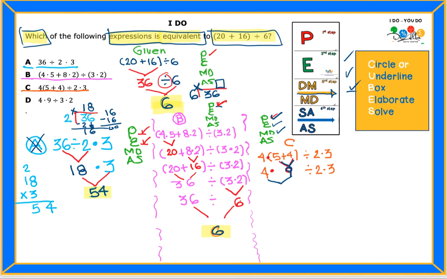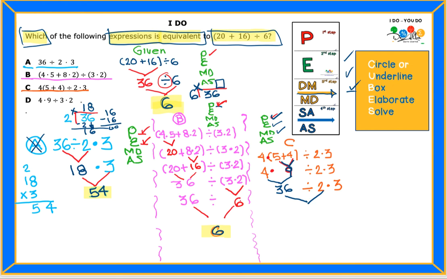What is 4 times 9? 36, great. And everything else, we just bring it down. Bring down the division symbol, bring down the 2, and the multiplication dot, and the 3. Our next step, from left to right, let's look for division or multiplication. And from left to right, we saw the division first. So the division symbol is in between these 2 numbers. And I have to do 36 divided by 2.